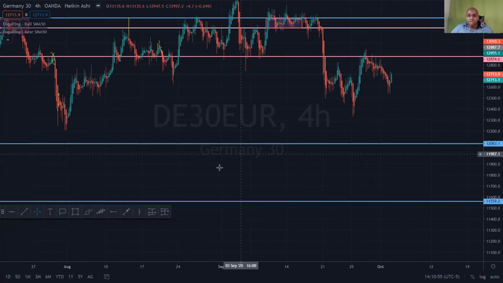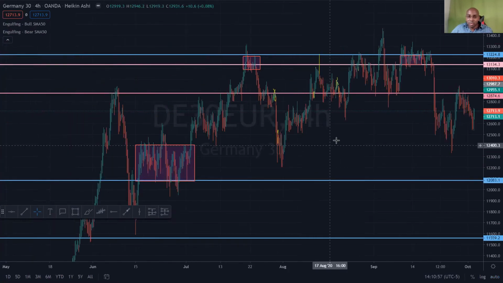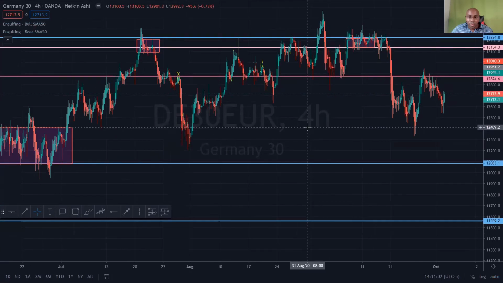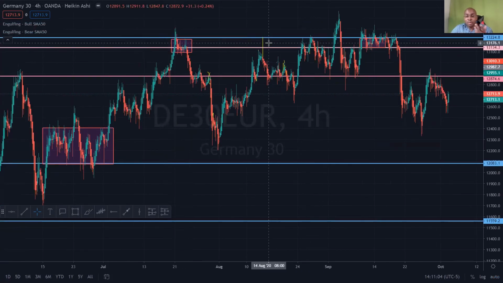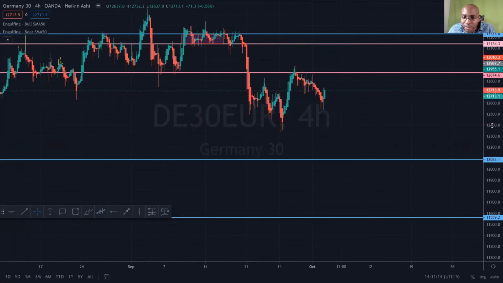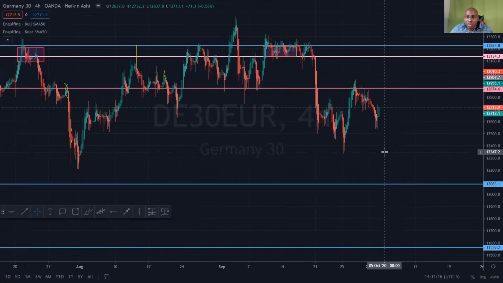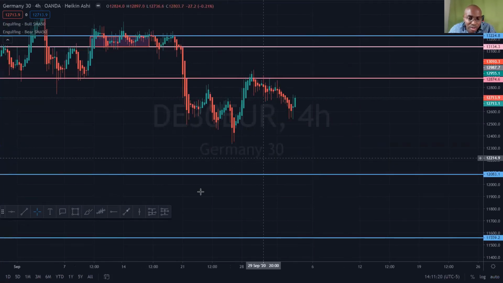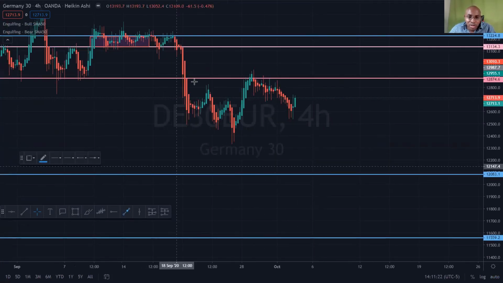So this is what I'm seeing on G30, right? Remember, my blue lines represent the key resistance. So we've got a key resistance here. We're on the H4, and on the H4, this key level right here. We were in this downtrend.